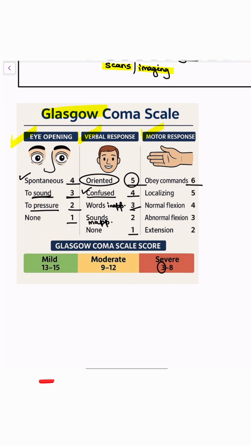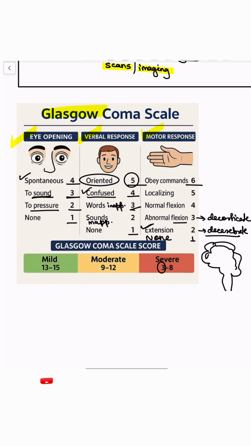Now motor response. If there is no response, then we give the score of 1. If there is extension, it means decerebrate posture. And abnormal flexion means decorticate. Remember like this: decerebrate, this is the brain and this is the whole cerebrum, and in decorticate only the cortex is involved. This is how I remember. If the whole cerebrum is damaged, then that is more poor, therefore we give the score of 2. And in cases of decorticate, only the cortex is gone, so therefore we give the score of 3.